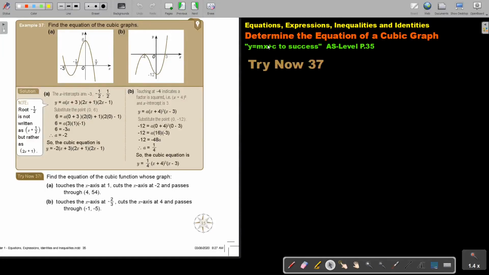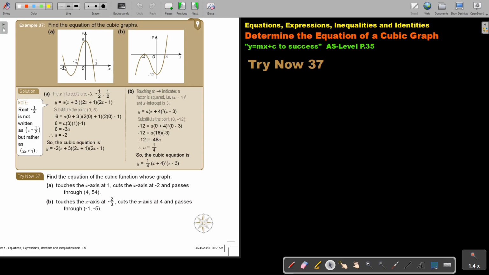In this video, we are going to continue with determining the equation of a cubic graph. You will find this on page 35 in the Namibian AS-Level Mathematics textbook, Y equals mx plus c to Success. Let's look at these examples. Find the equation of the cubic graphs.